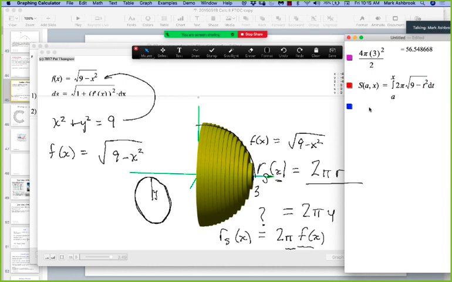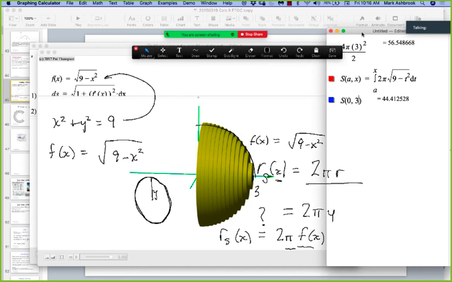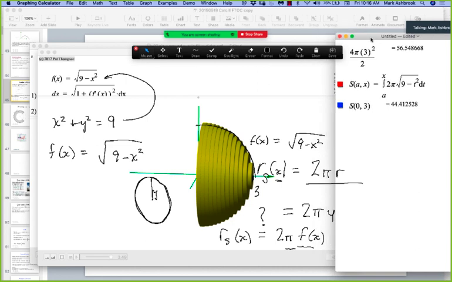Now to check to see if this is generating the right surface area, what do I type in? S of 0, comma 3. She wants S of 0, comma 3. What do the rest of you think? Yeah. Here we go. So, is it right? No. Not even close, right? We're off by 12.